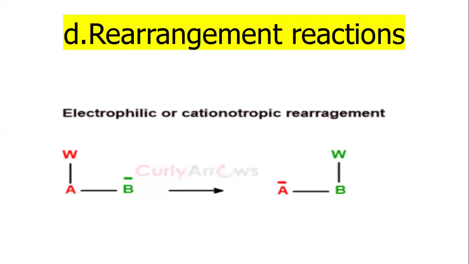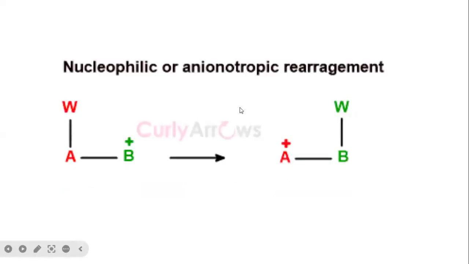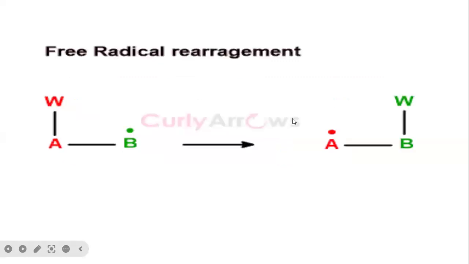For example, this W is bonded to this A atom, and it may also bond with the B atom. This is the electrophilic or cationotropic rearrangement. Similarly, the nucleophilic or anionotropic rearrangement: as I discussed before, this W is bonded with A, and it will be bonded again with B. This is the nucleophilic or anionotropic rearrangement.